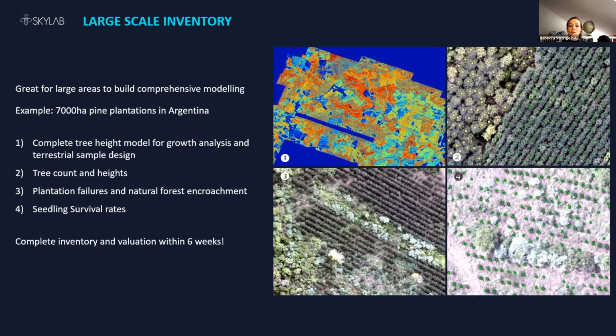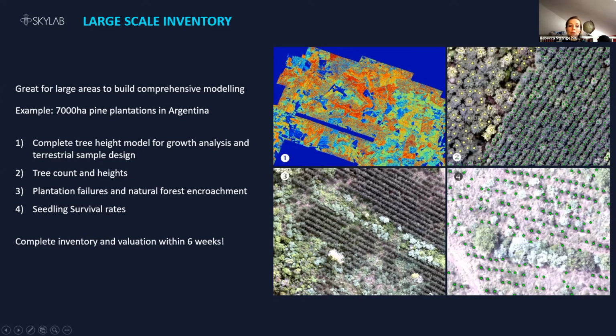So this is just one example of a 7,000 hectare pine plantation in Argentina, where we did a complete inventory and valuation within only 6 weeks, with a tree height model, obviously, to analyze the growth and get a more representative terrestrial sample design, tree count, and also some seedling survival monitoring as well, and also looking at areas where the plantation is failing and where maybe natural forest is encroaching.